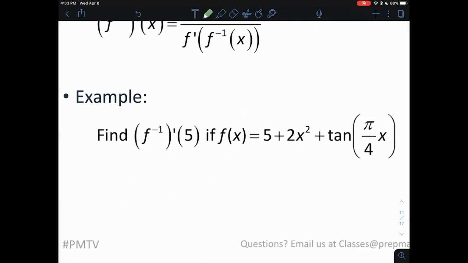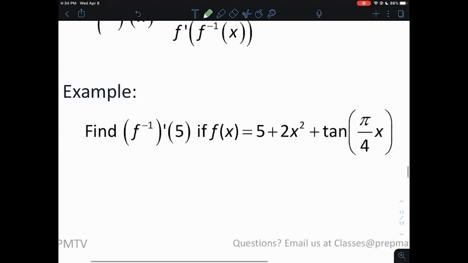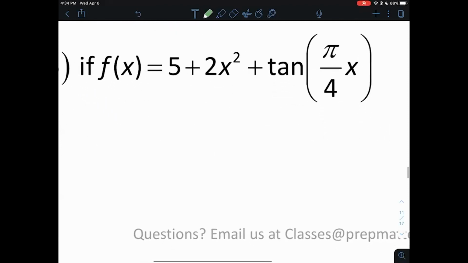Find the derivative of the inverse of f if f of x equals this. So very first thing that I want to do is just find the derivative. Find f prime of x. Again, I'm finding f prime of x, not of 5. I recommend you just always find your derivatives, always find everything in general terms first.